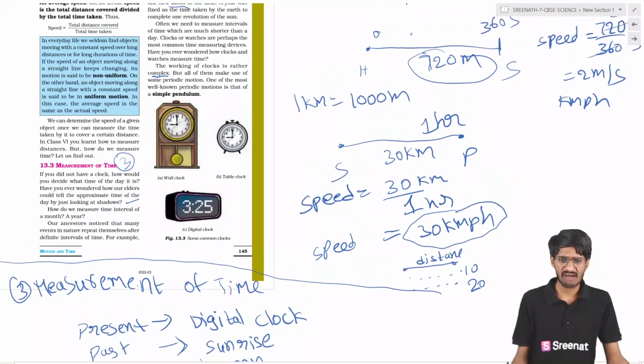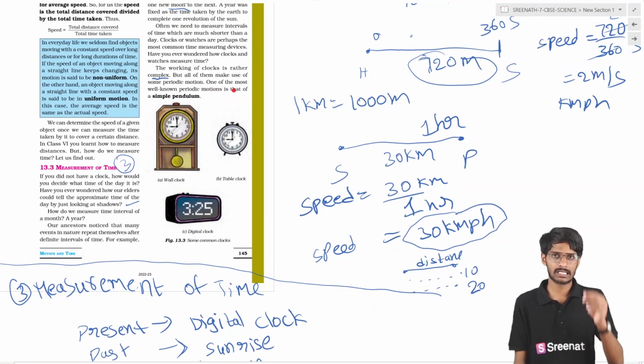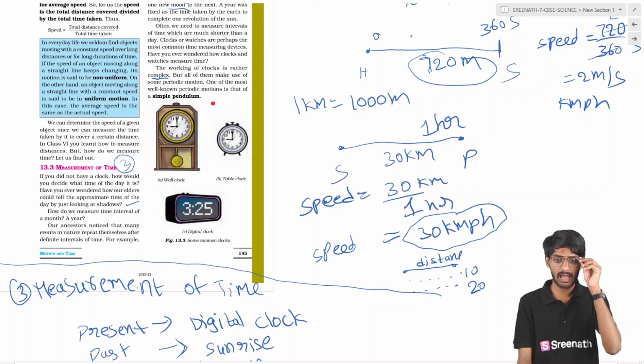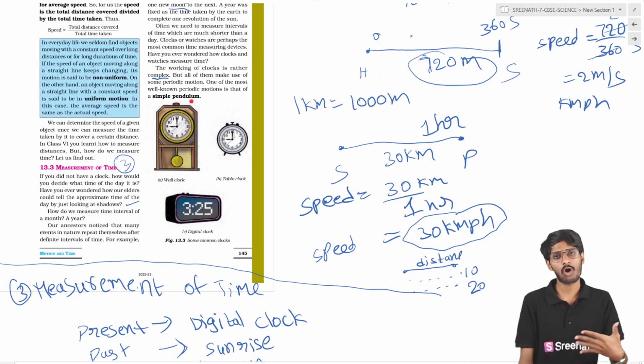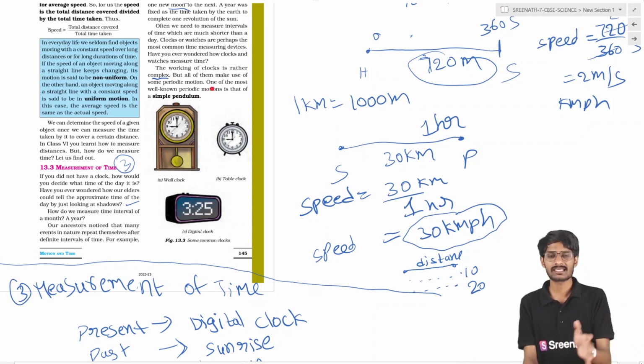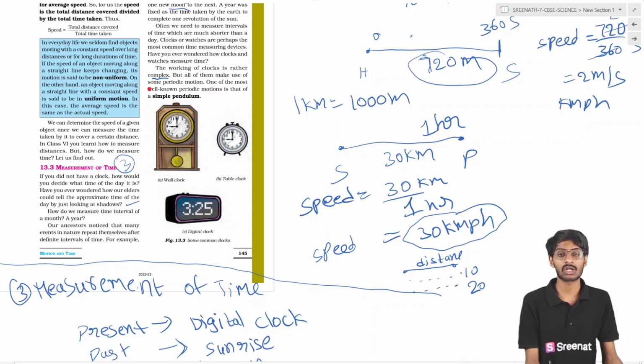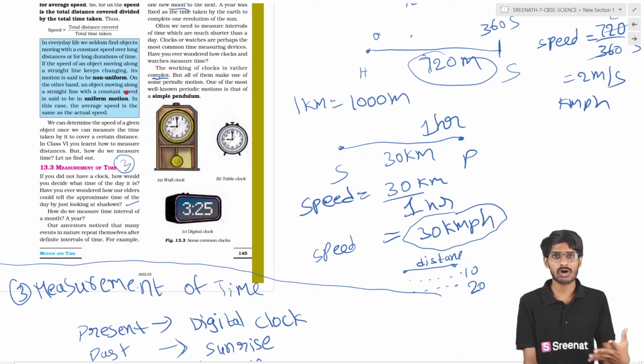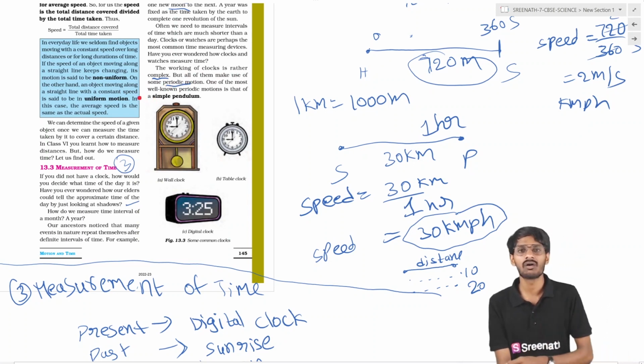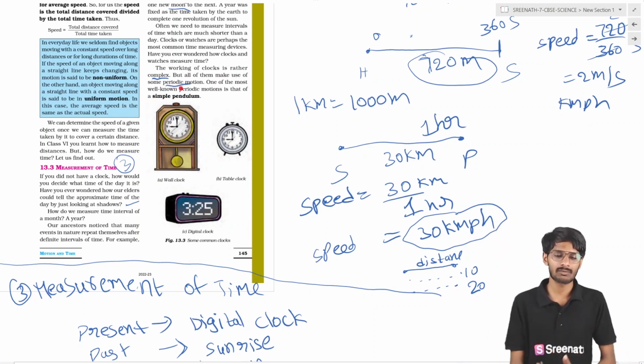After that, clocks were developed, students. Those clocks, pendulum clocks, work on the pendulum. After that watches were upgraded, clocks were updated. The working of clocks is rather complex. Basically how clocks work is something complex, but all of them make use of some periodic motions. One of the most well-known periodic motions is the simple pendulum.